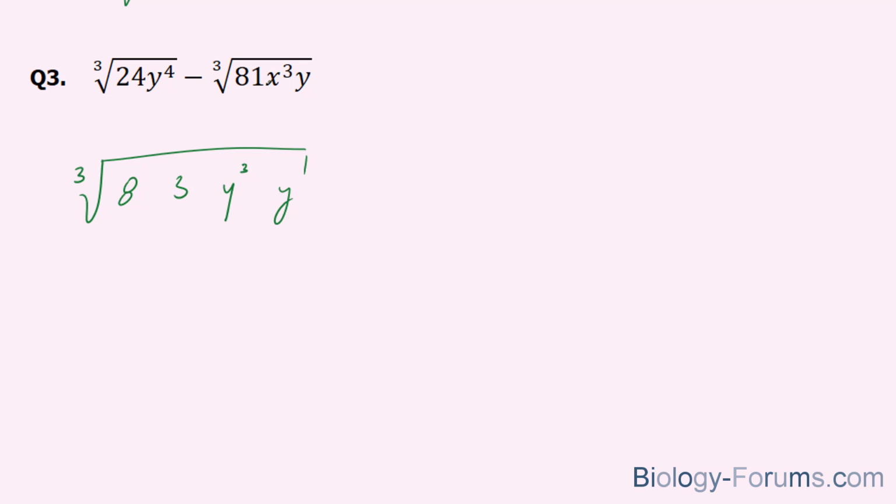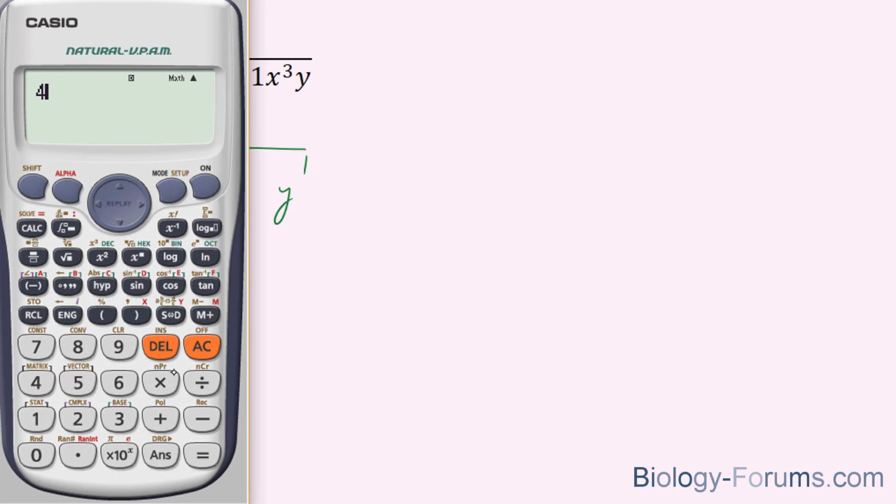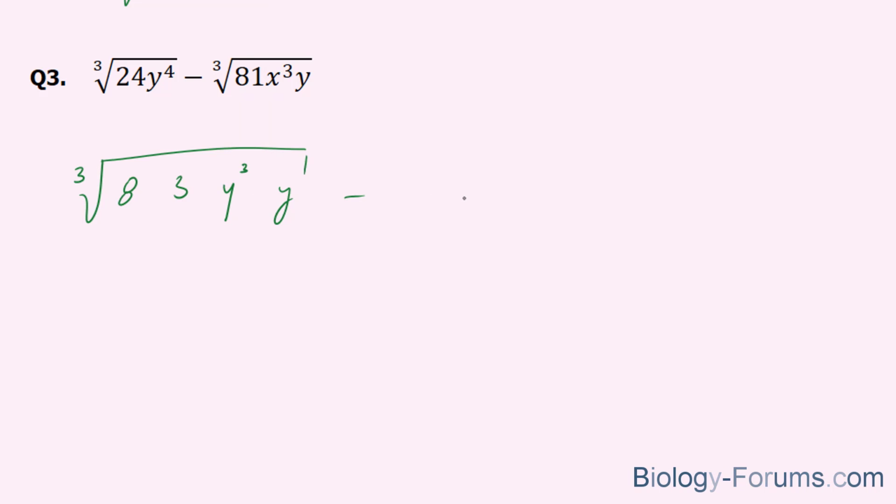81, is that a perfect cube? Let's find out. 4 times 4 times 4 is equal to 64. That doesn't work, so it's not a perfect cube. So 81 can be broken down into 27 and 3. x to the power of 3 can remain the way it is, and y can remain the way it is.